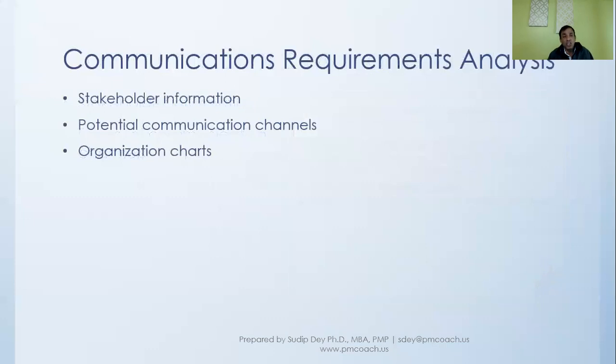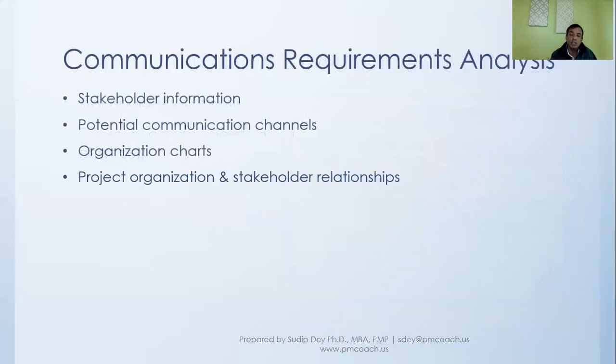Then the organization chart. The organization chart can also be a source on who should be communicated with and how. It can be again a good source. And project organization and stakeholders, how the project is organized, or what the relationships are between different stakeholders, can also tell us what kind of communication we should take. What is the development approach?